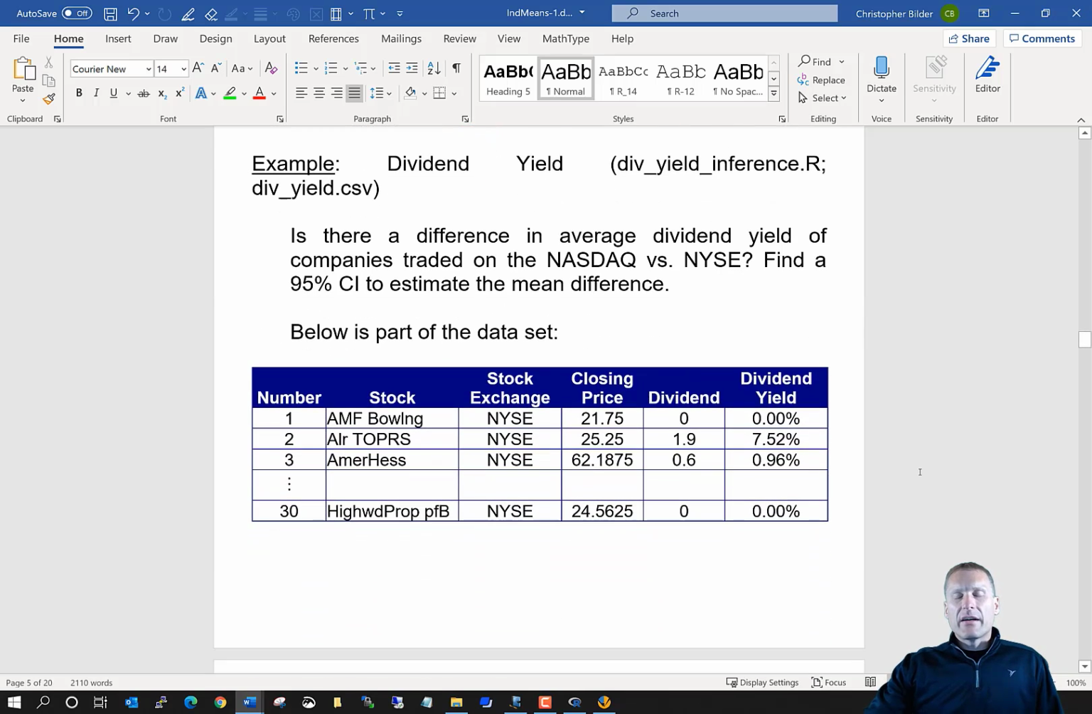So let's take a look at an example where we can actually put this to use. This deals with this dividend yield data set that we've seen previously. And we might be interested in answering the following question. Is there a difference in average dividend yield of companies traded on the NASDAQ versus the New York Stock Exchange?